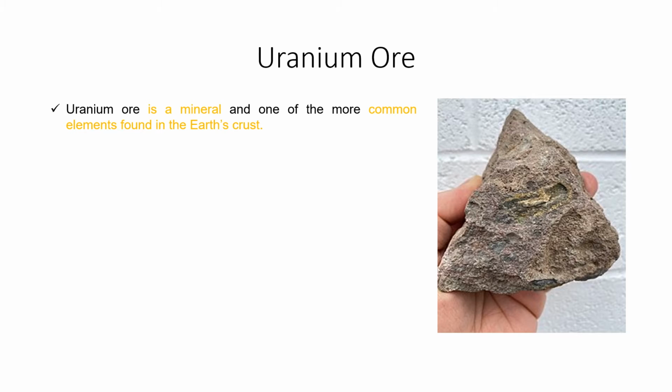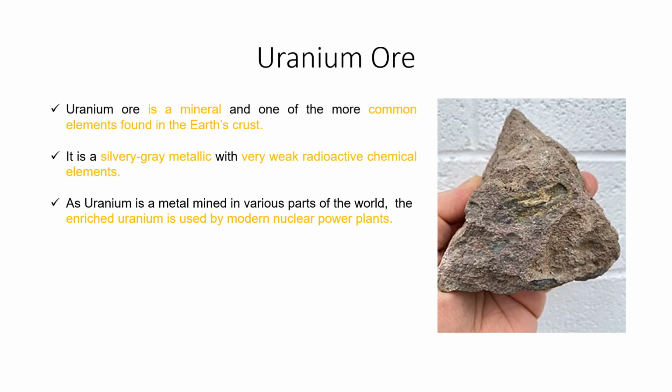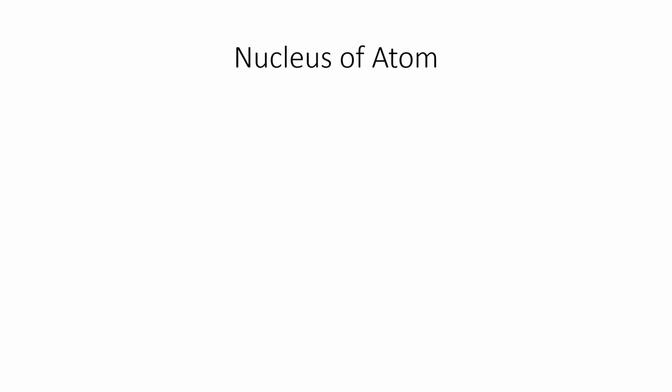uranium. Uranium ore is a mineral and one of the more common elements found in the Earth's crust. It is a silvery gray metallic with very weak radioactive chemical elements. Uranium ore is mined from the ground like coal in open pit or underground mining. As uranium is a metal mined in various parts of the world, the enriched uranium is used by modern nuclear power plants.